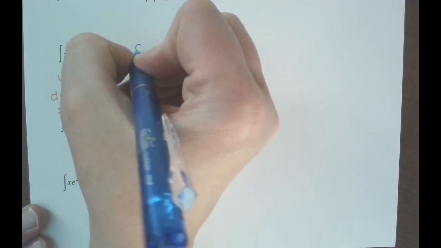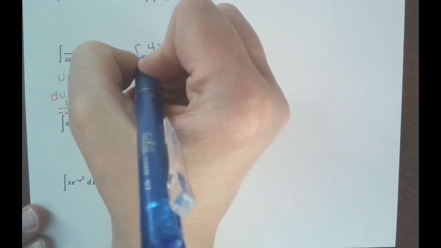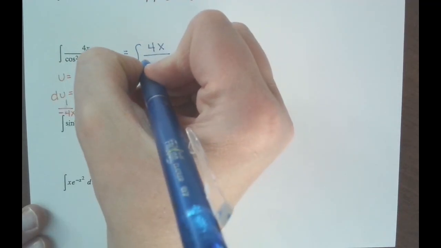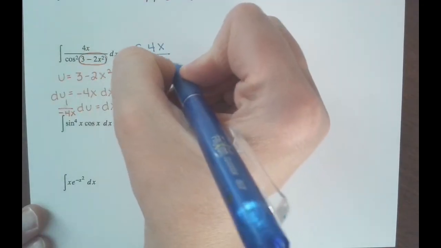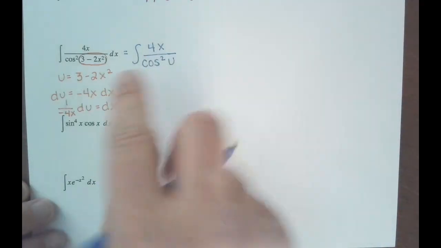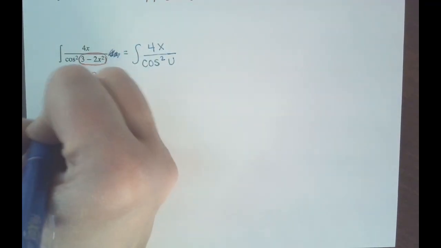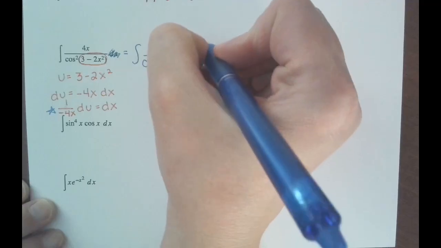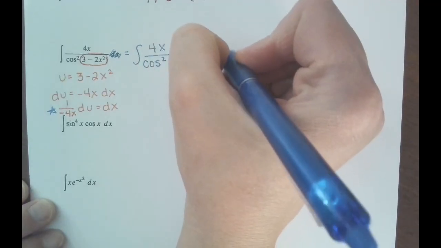Okay, so if I rewrite this thing, I still have this 4x. That's a problem, and we'll talk about that in a second. The bottom is now a cosine squared, but that part that's circled I'm going to replace with a u. So I have x's and u's in the same problem, and that does not fly. That does not work very well. But I'm also going to take out this dx and replace it with this down here. So then I have a 1 over negative 4x du.